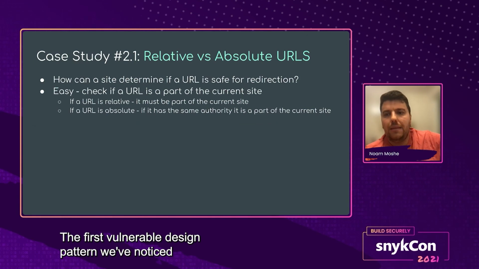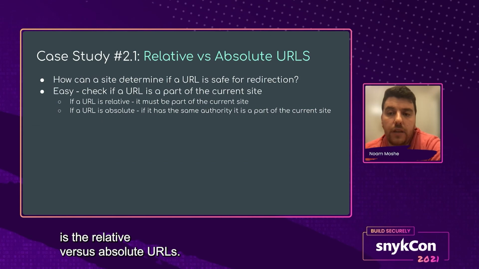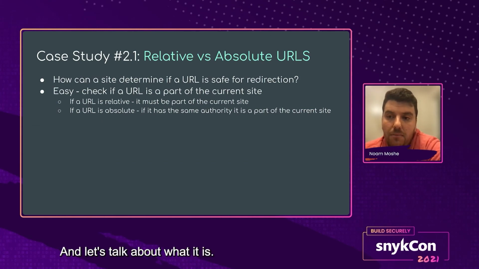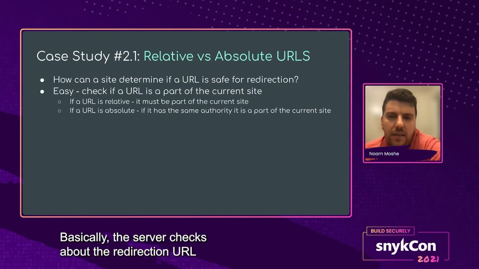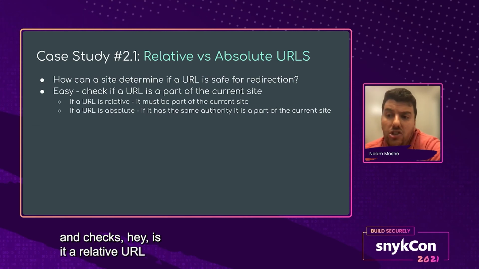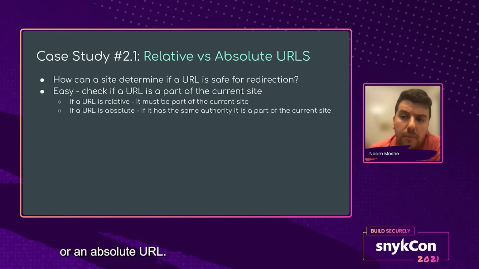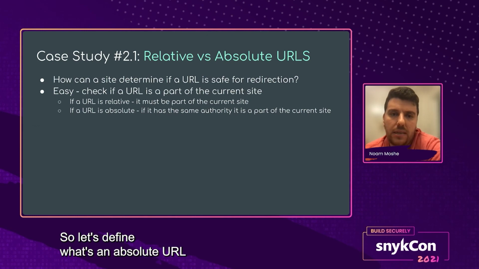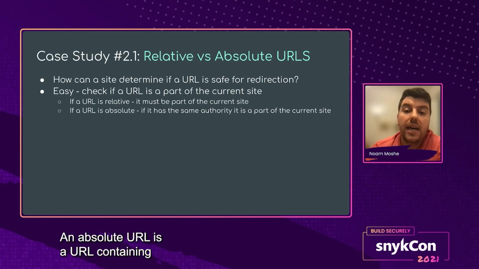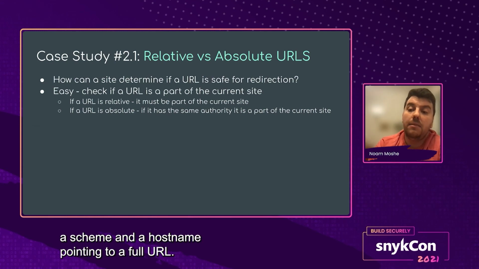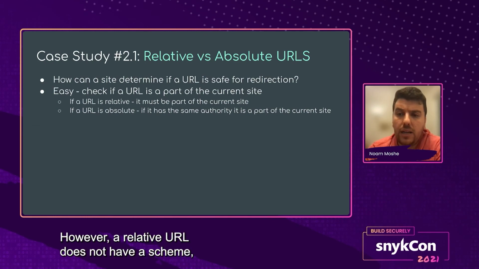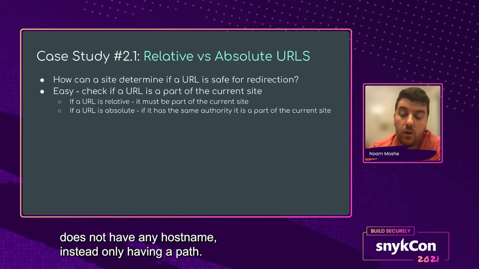The first vulnerable design pattern we've noticed is relative versus absolute URLs. And let's talk about what it is. Basically, the server checks the redirection URL and asks, hey, is it a relative URL or an absolute URL? So let's define what an absolute URL is and what a relative URL is. An absolute URL is a URL containing a scheme and a host name, pointing to a full URL. However, a relative URL does not have a scheme, does not have a host name, instead only having a path.